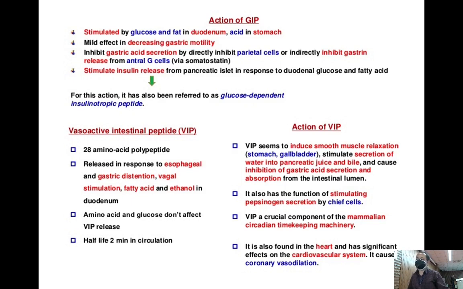Then, as I've said, it stimulates insulin release from the beta cell. And for this action, it is also called glucose-dependent insulinotropic peptide, or as I said earlier, the incretin.